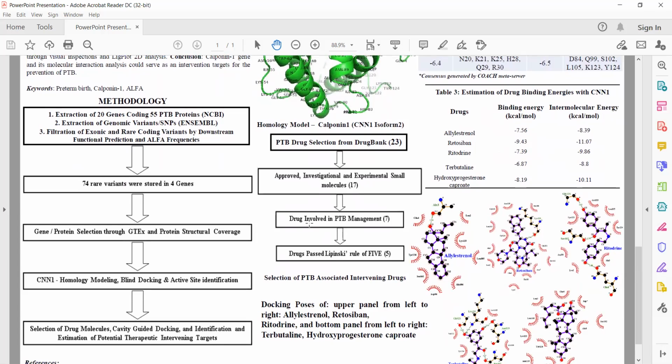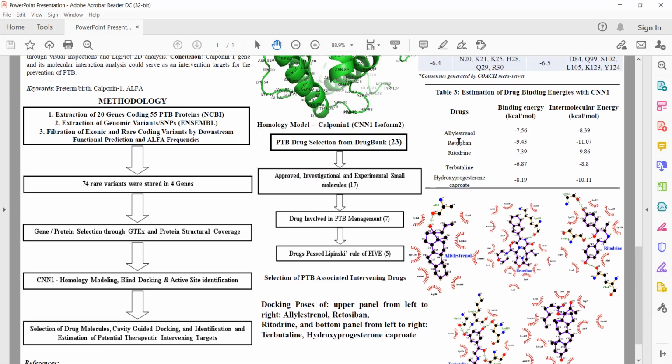So once you have different compounds, for example, we have some preterm birth drug selection from DrugBank, they are total 23. And once we selected only approved, investigational and experimental small molecules, it came up to 17. And for those drugs that are involved in preterm birth management, we came up to 7. And then all those drugs that pass Lipinski rule of 5, we have 5 compounds. So we dock 5 compounds.